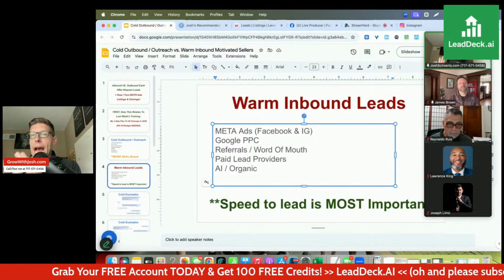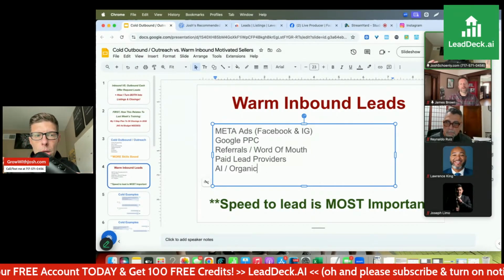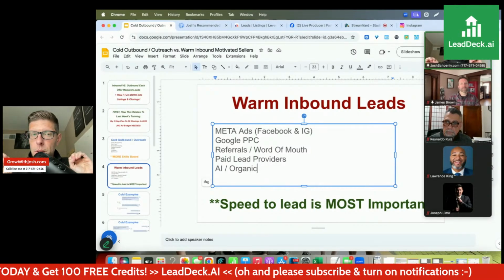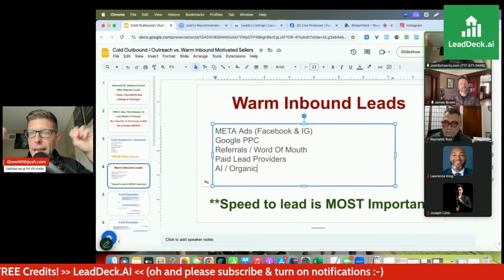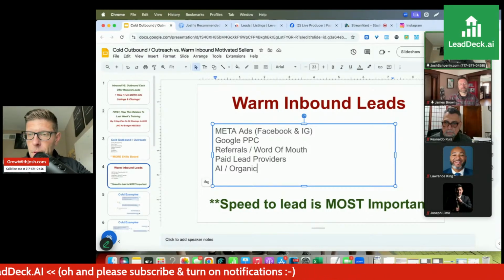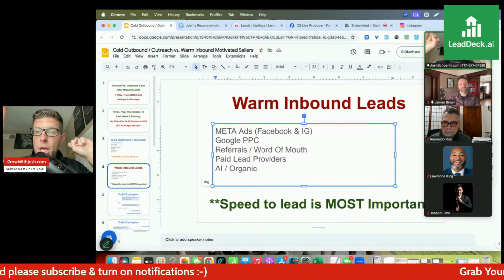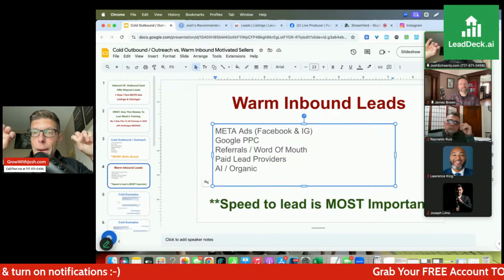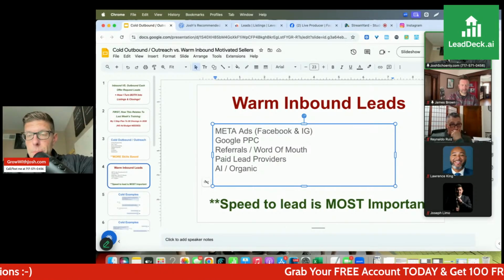All right. Now, let me share some cold outreach examples that have turned into either appointments, or I'm going to share a couple that have turned into multiple transactions.